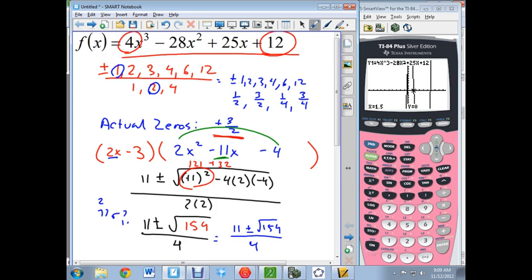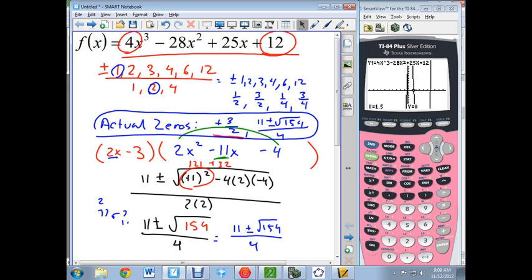So my final answers would be a positive 3 halves, and 11 plus the square root of 154 all over 4, and 11 minus the square root of 154 over 4. Those are the actual zeros of this. This would be the fully factored form underneath it right here. That's the fully factored form of the original equation.